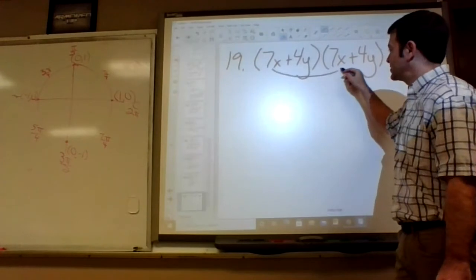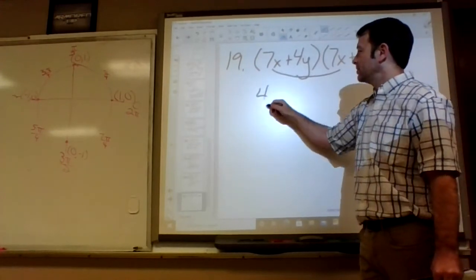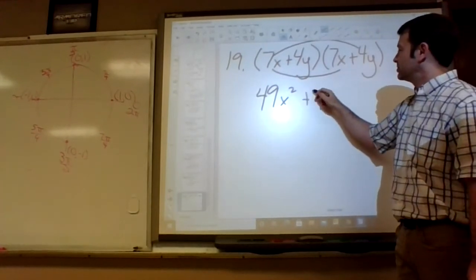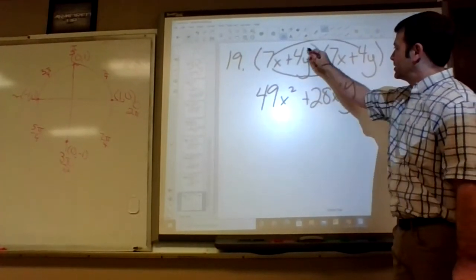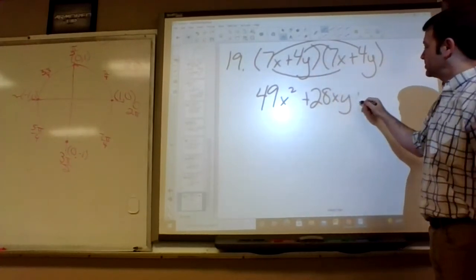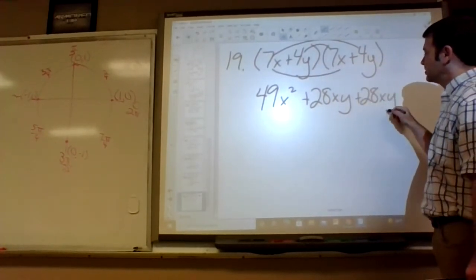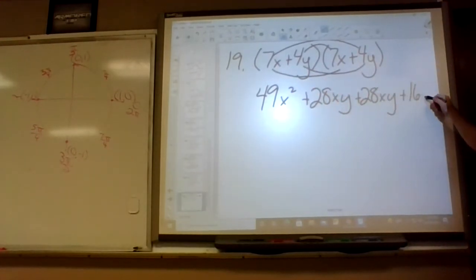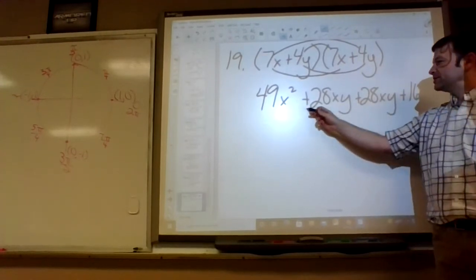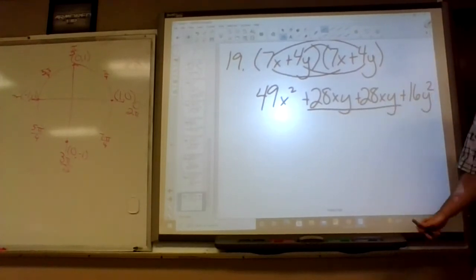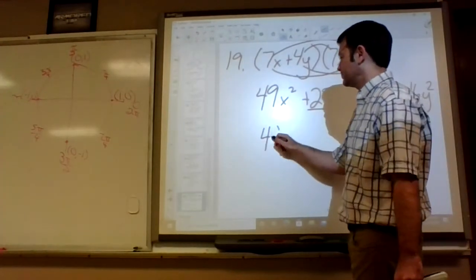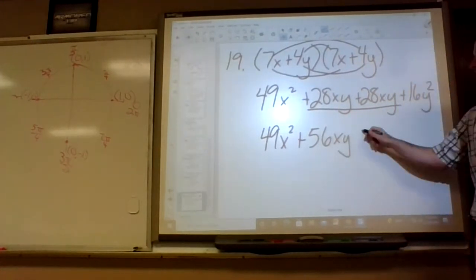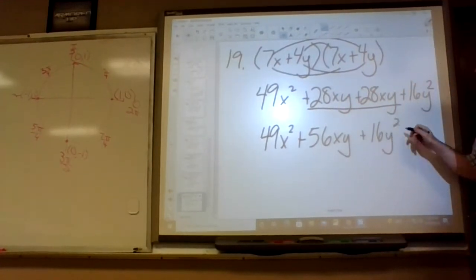So what's first? 7x times 7x is 49x squared. 7x times 4y is 28xy, and if you look at the inside, it's also the same thing, so that's 28xy. And then the last is 4y times 4y. These two in the middle are like terms. What's 28 plus 28? So we got 49x squared plus 56xy plus 16y squared.